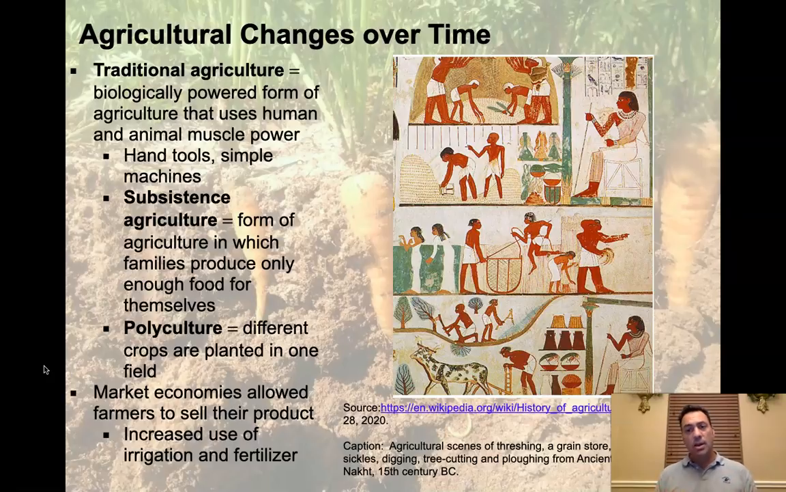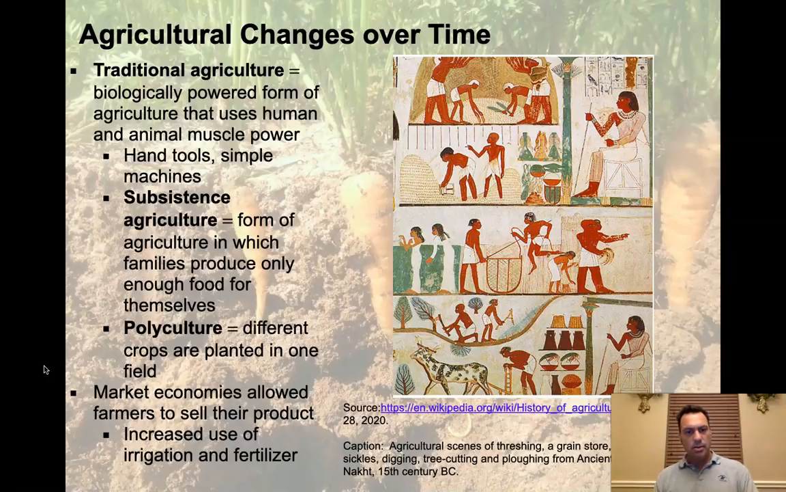You don't need any money. All you need to do is be able to go into the field and pick what you needed, and you needed to be careful with how you stored that material to make sure that you got through the winter or whatever it is that you were planting those crops for. Now, market economies came along a little bit later, and it changed things considerably.